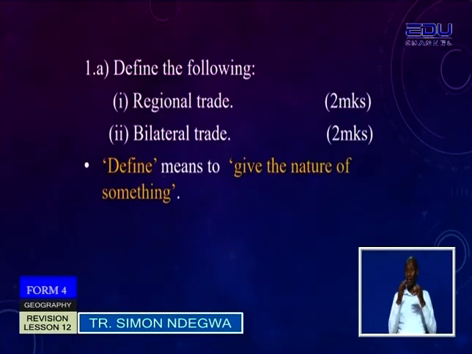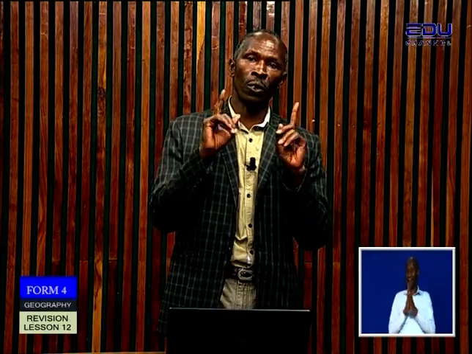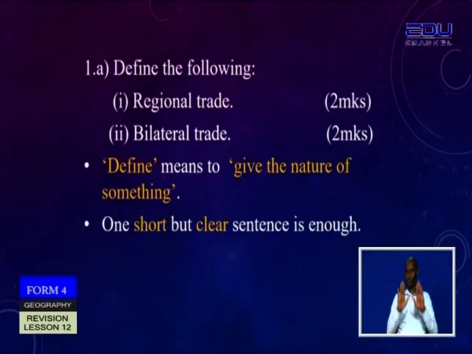Now, when you look at this question, we start by defining the terms by looking at the terms used, and the first term that we have here is define. When you think about define, we are simply giving the nature of something. In this case, learner, remember, we are giving the nature of regional trade and the nature of bilateral trade so that we can understand. It is important to note that you only need to give one short but clear sentence for each. Just one. Don't make it too elaborate, because in the process of elaborating it, that is where we make mistakes. So make it short but clear.